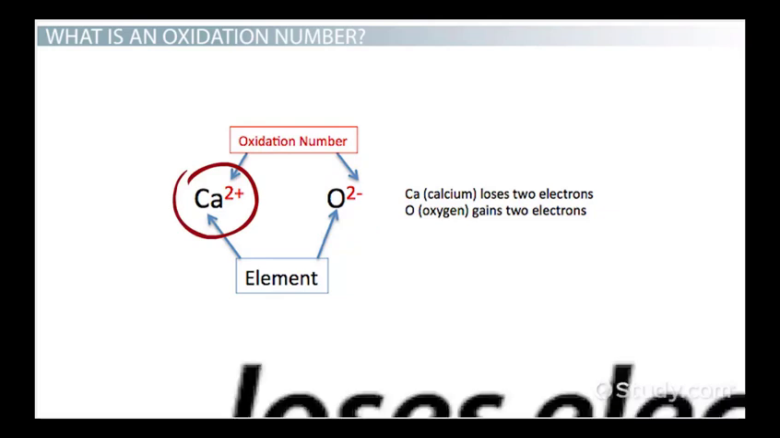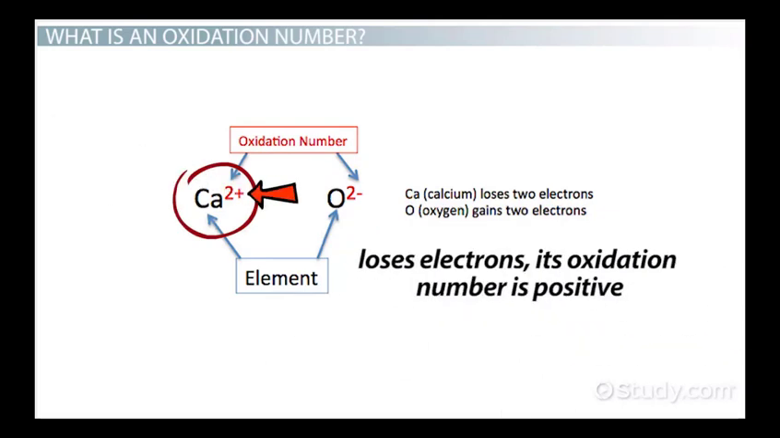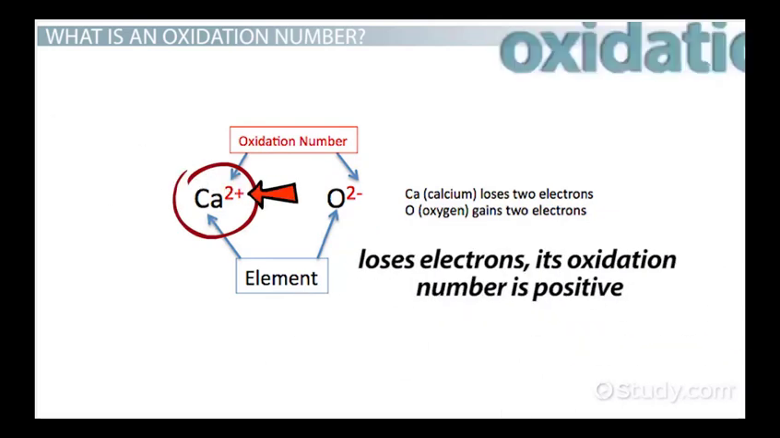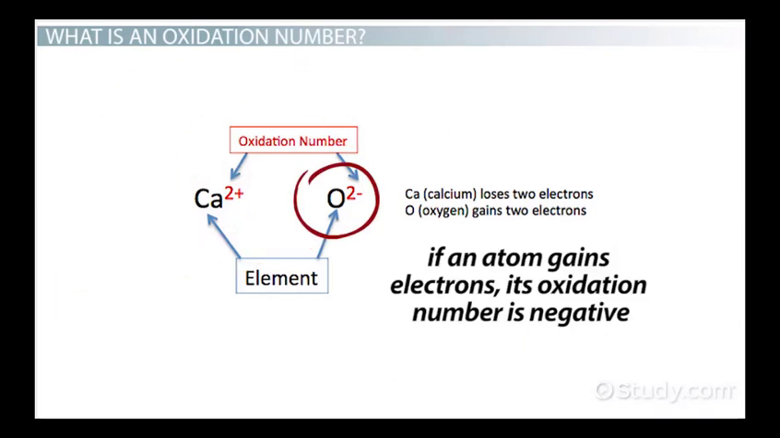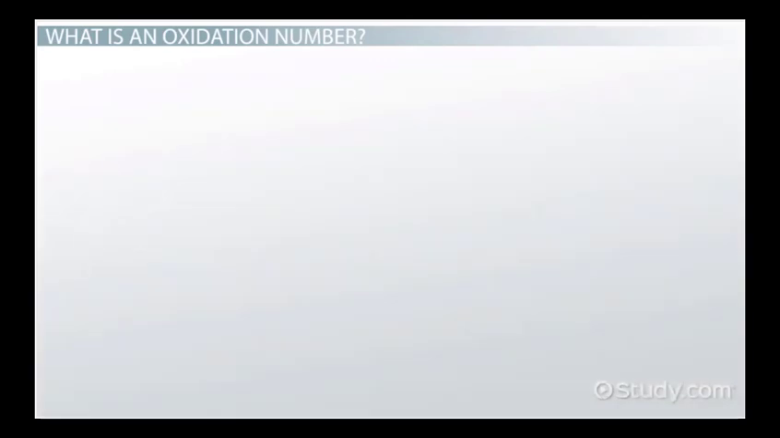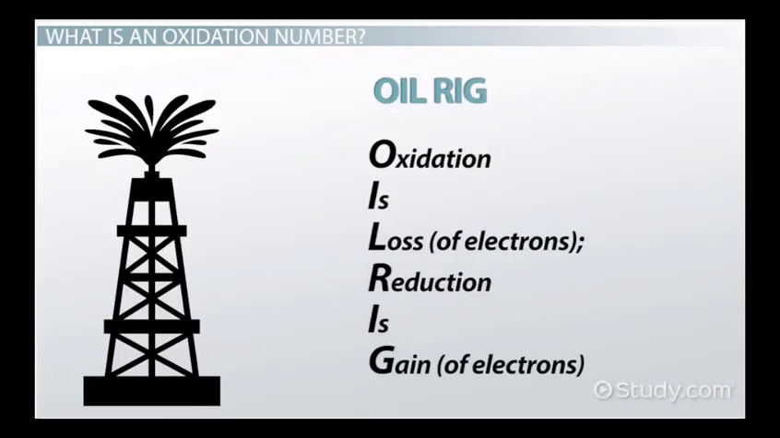If an atom loses electrons, its oxidation number is positive, so we can say that this atom undergoes oxidation. If an atom gains electrons, its oxidation number is negative, so we can say that the atom undergoes reduction. You can remember this by thinking of the phrase OIL RIG. O, oxidation, I, is, L, loss of electrons, R, reduction, I, is, G, gain of electrons. Oxidation is loss of electrons, reduction is gain of electrons.